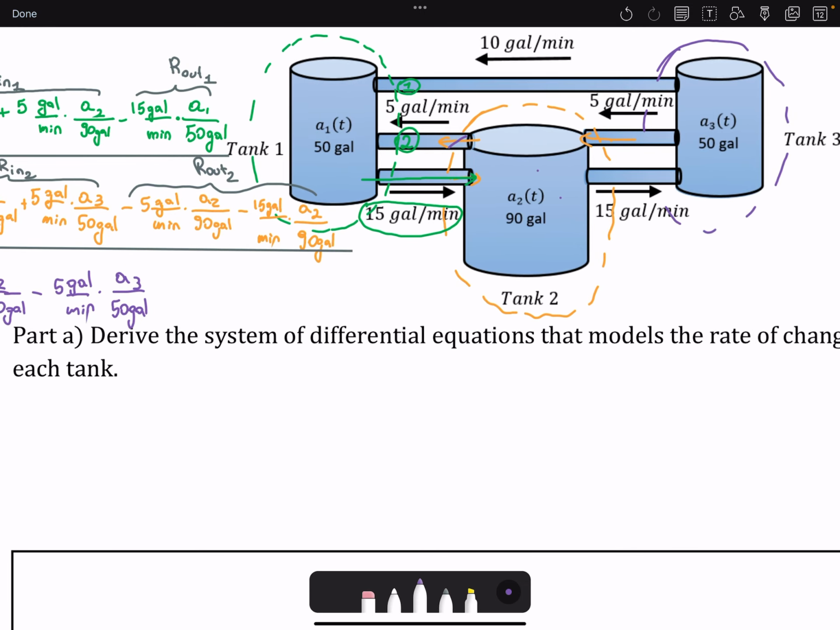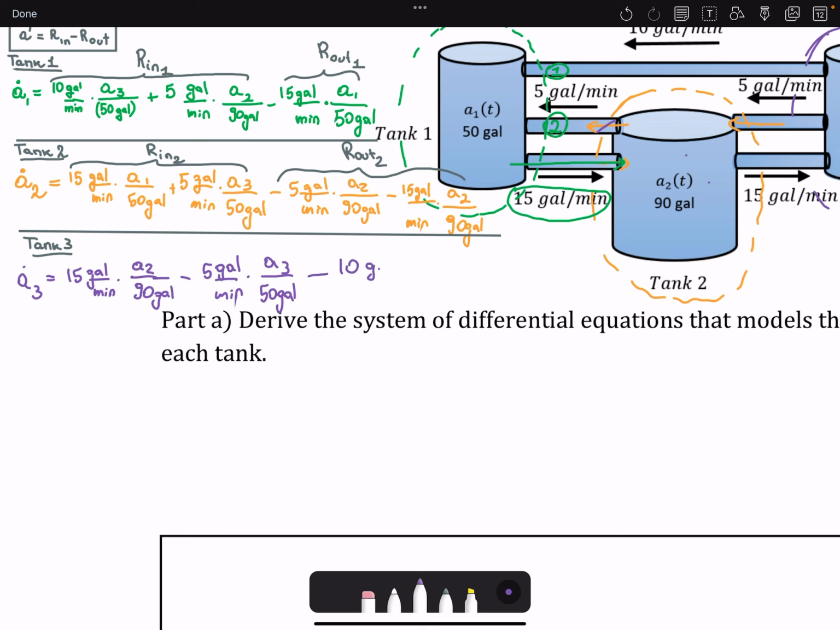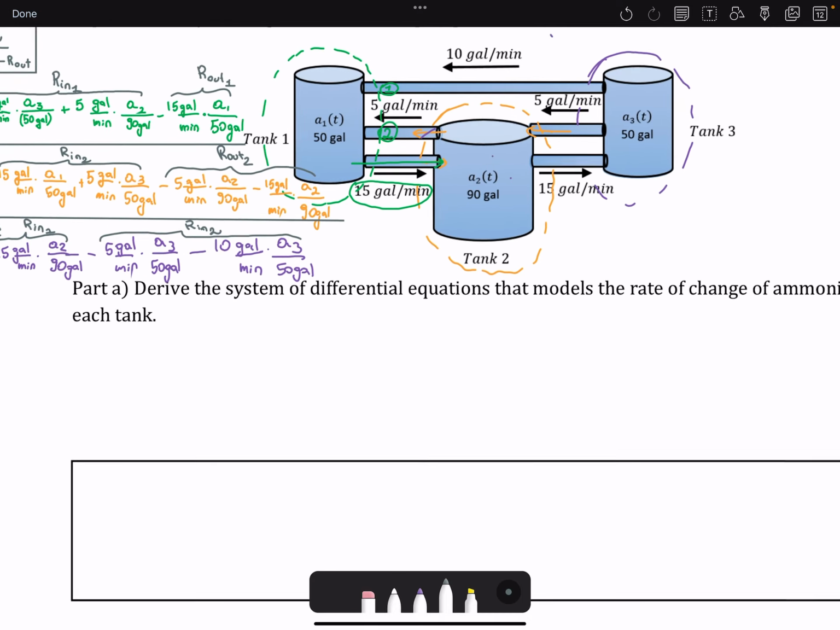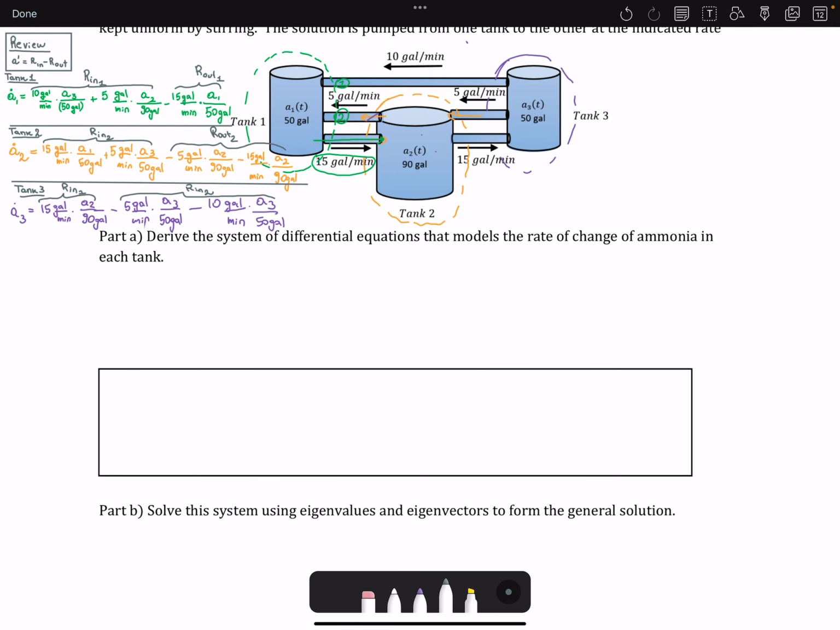And then we have something else, which is going into 1. So let's look at the term right here. Into 1, we have this that was coming in, right? So we will have this over here, which is going to be negative 10 gallons per minute times A sub 3 divided by 50 gallons. And now this is going to be our rate in 1, and this is going to be our rate in 2. So now we have our model. Now, let's model it.